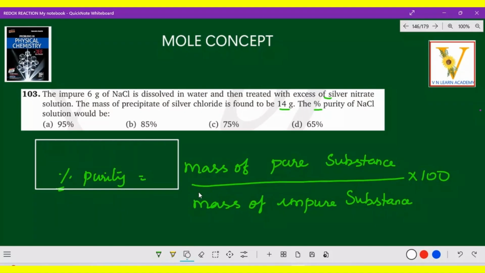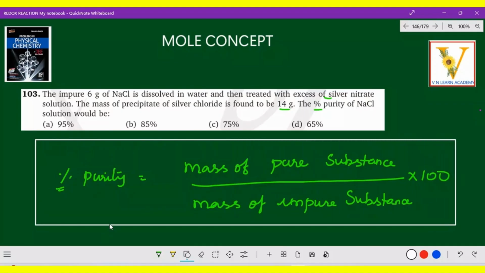I hope you got that idea. So this is the formula we will be using. Now here, the mass of the pure substance we have to identify. Mass of the pure substance means the given mass we have to identify. So given mass, 14 gram they mentioned, then molecular mass.